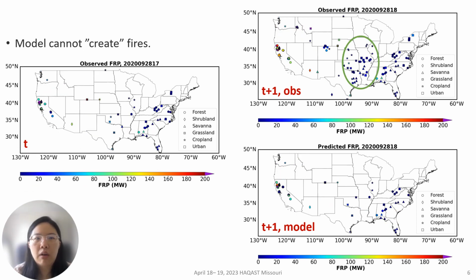Another thing is our model focuses on current fires, and it doesn't have information on new fires, so it cannot create these new fires. In this case, the central US is quite quiet at time t, but there are lots of fires popping up in the next hour, and the model cannot capture those new fires.